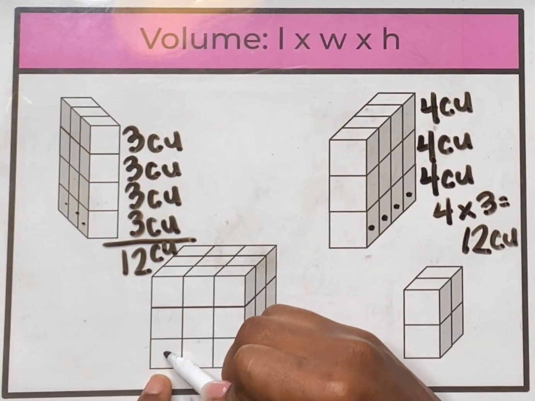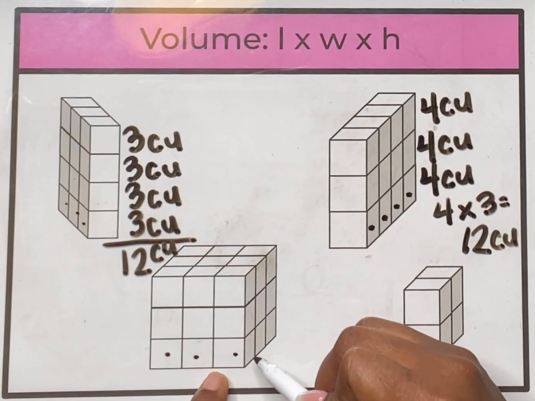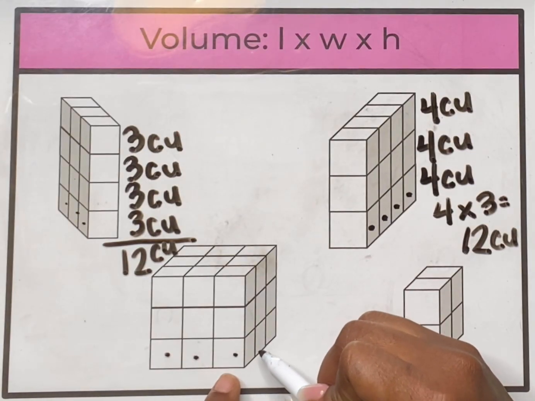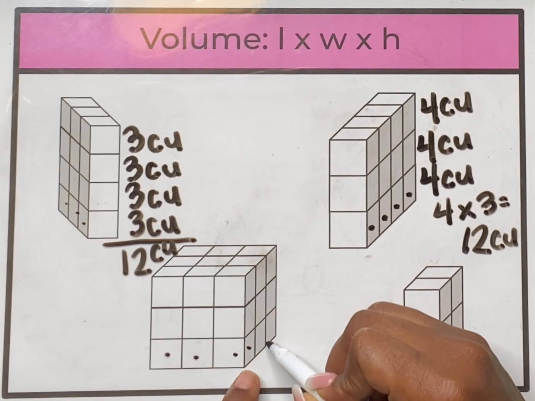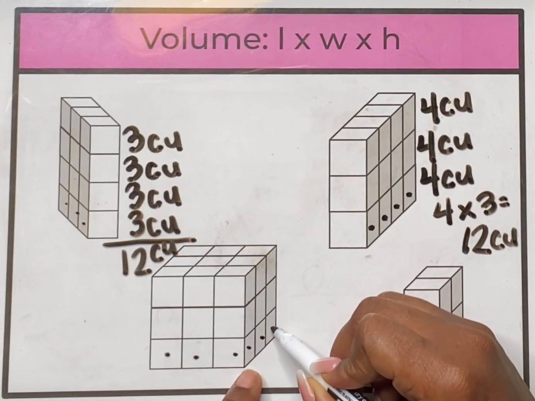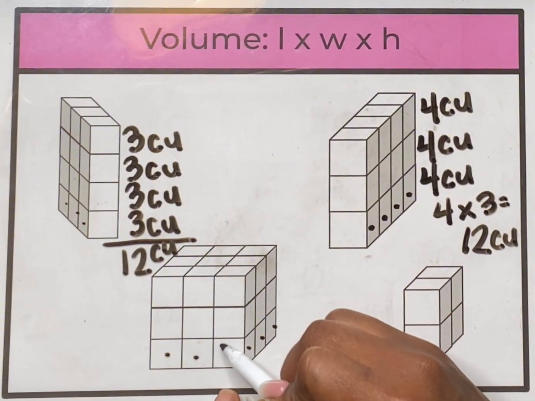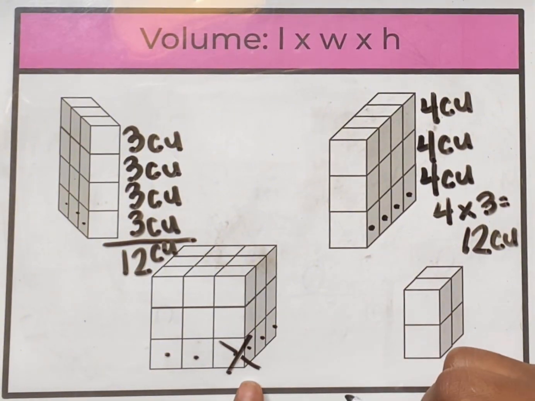The front of the prism, that's our width. That's how wide it is. So we have 3 cubes wide. The length is here on the side. That's how far it's stretching back. We have 3 cubes going back. 3 wide, 3 back.